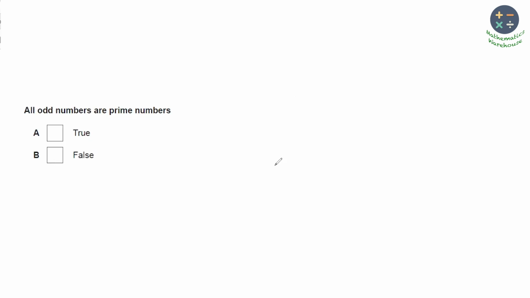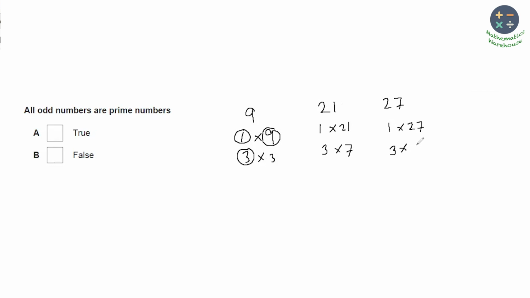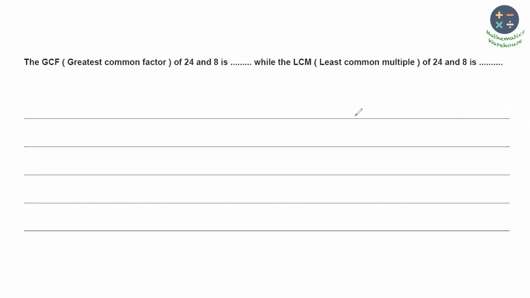Next question, all odd numbers are prime numbers. Of course not, because 9 is an odd number but not prime, because it has 3 factors: 1 times 9 and 3 times 3. It has 1, 3 and 9. Also 21 has 1 times 21 and 3 times 7. 27 has 1 times 27 and 3 times 9, and so on. So this is false.